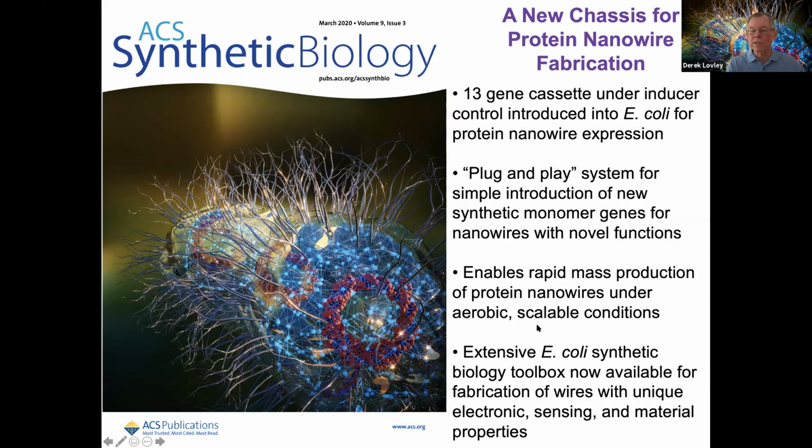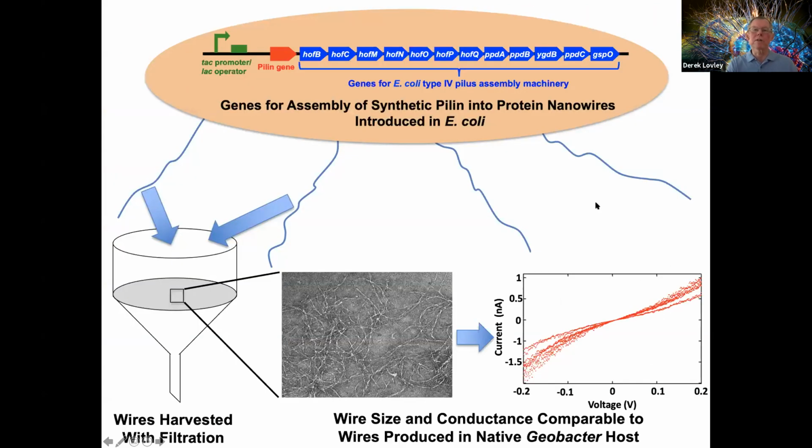And this fortunately worked. So it enables rapid mass production of the wires because E. coli can be grown aerobically. We just grow it on the benchtop or in big fermenters. And what I really like about this is that there are genetic tools for Geobacter, but nothing like the extensive synthetic biology toolbox that's available for E. coli. So this is going to give us the ability to make even more sophisticated types of wires using various genetic circuits and mechanisms for gene control. So this is basically what it looks like. There's this insertion of genes to make pili.